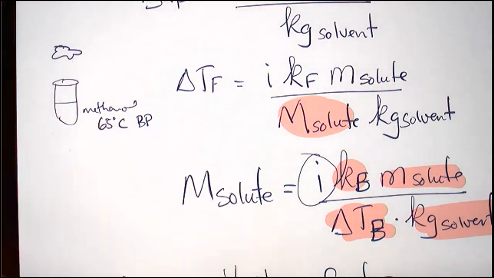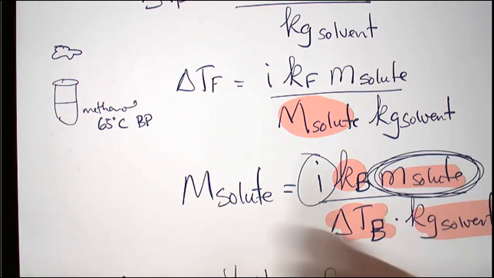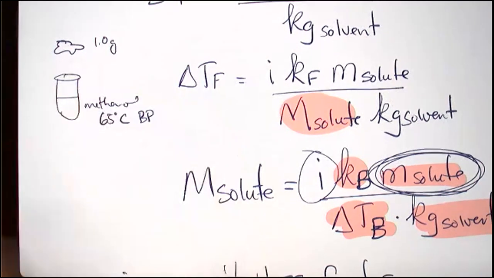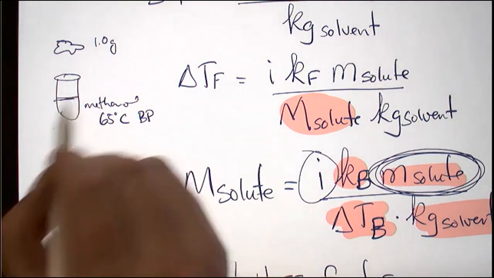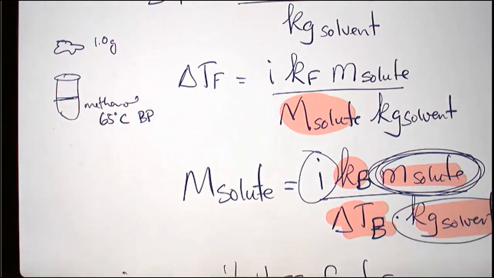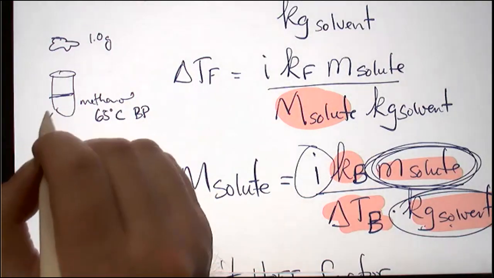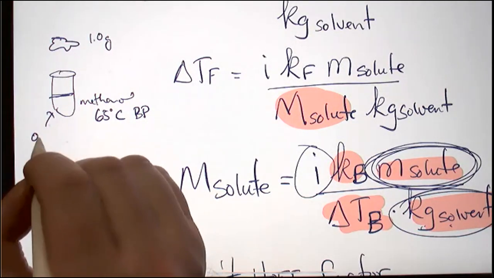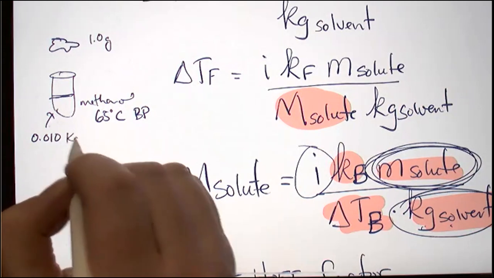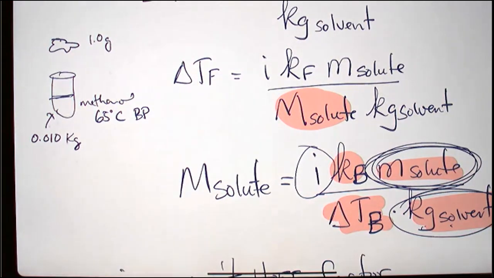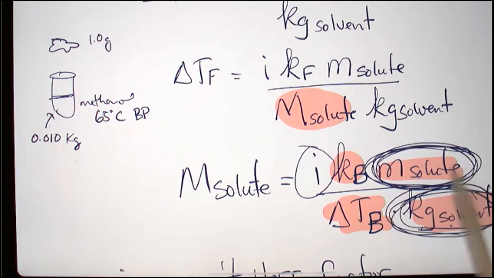So now what do you do? You measure some of your solute. You measure its mass. Looking at our formula, you weigh out 1 gram of your solute. You can weigh out whatever you like, but I'll weigh out 1 gram. You put a certain amount of methanol in a container, but you need to know the mass of the methanol because you need kilograms of solvent. So maybe you used 10 grams of alcohol. That's 0.010 kilograms of methanol. Look at my formula. I know the kilograms of the methanol. I know the mass of my solute.